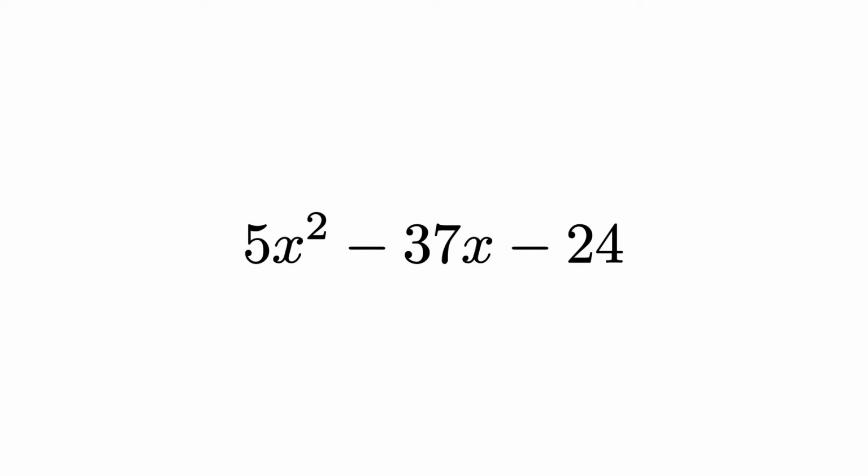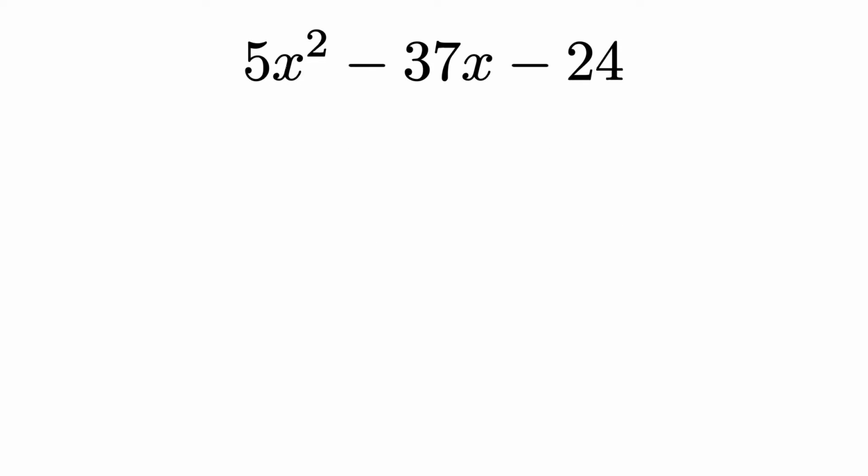Alright guys, so in our first example, we are given the expression 5x squared minus 37x minus 24. So if you saw my previous episode, you know I use this method called the x factoring method. It's not necessary, but it is helpful. So what we're going to do is create an x, and essentially we want to fill up all the sides of the x. So in order to do this, let's start with filling up the top of the x.